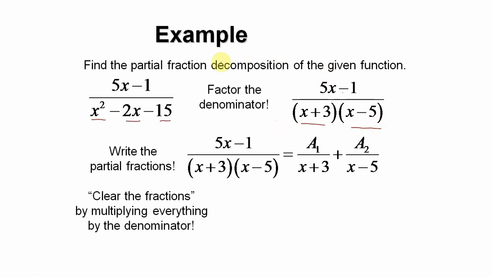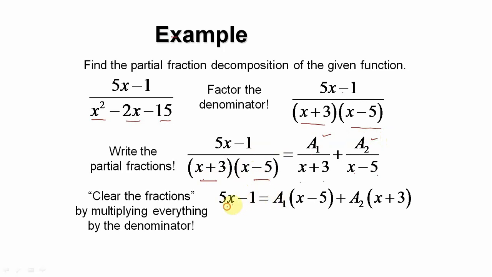We write them as a1 upon x plus 3 and a2 upon x minus 5. The values of a1 and a2 need to be found using the method of partial fractions. Now I'll clear the denominator. I multiply both sides by x plus 3 multiplied by x minus 5. When I do that, I get 5x plus 1 equal to a1, which, as the denominator is x plus 3, will be multiplied by x minus 5, and a2, which, as the denominator is x minus 5, will be multiplied by x plus 3.